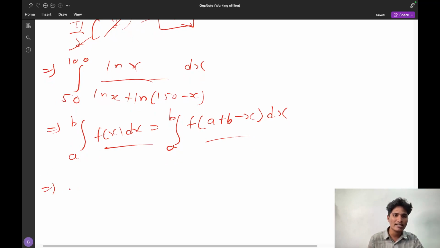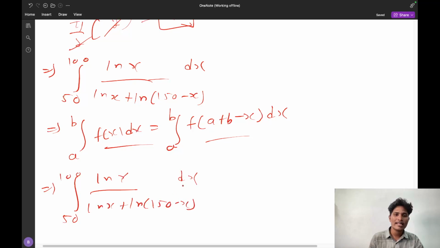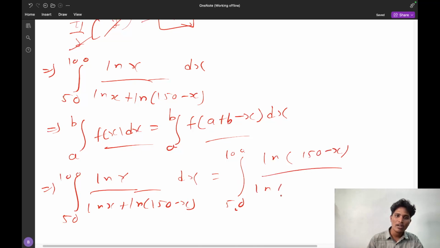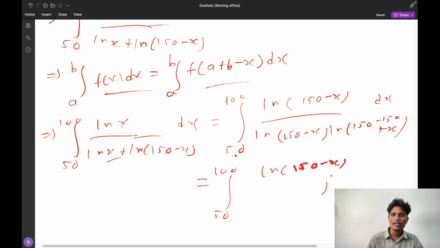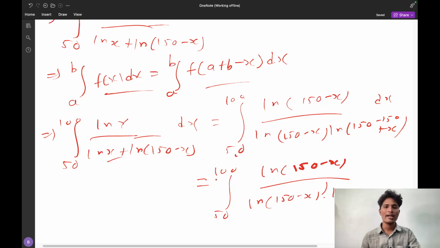So when I use this, the integral from 50 to 100 of ln of x divided by ln of x plus ln of 150 minus x into dx can be solved like this: the integral from 50 to 100 only. But here 50 plus 100 is 150, so ln of 150 minus x divided by ln of 150 minus x plus ln x into dx. Again this is I only.